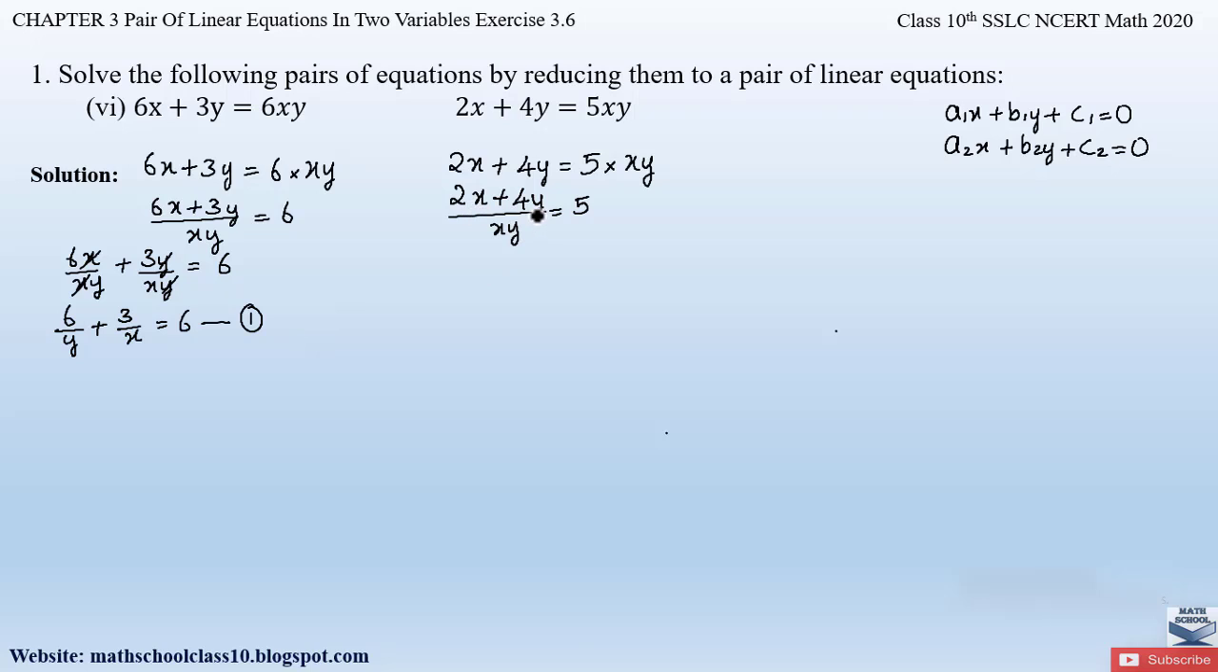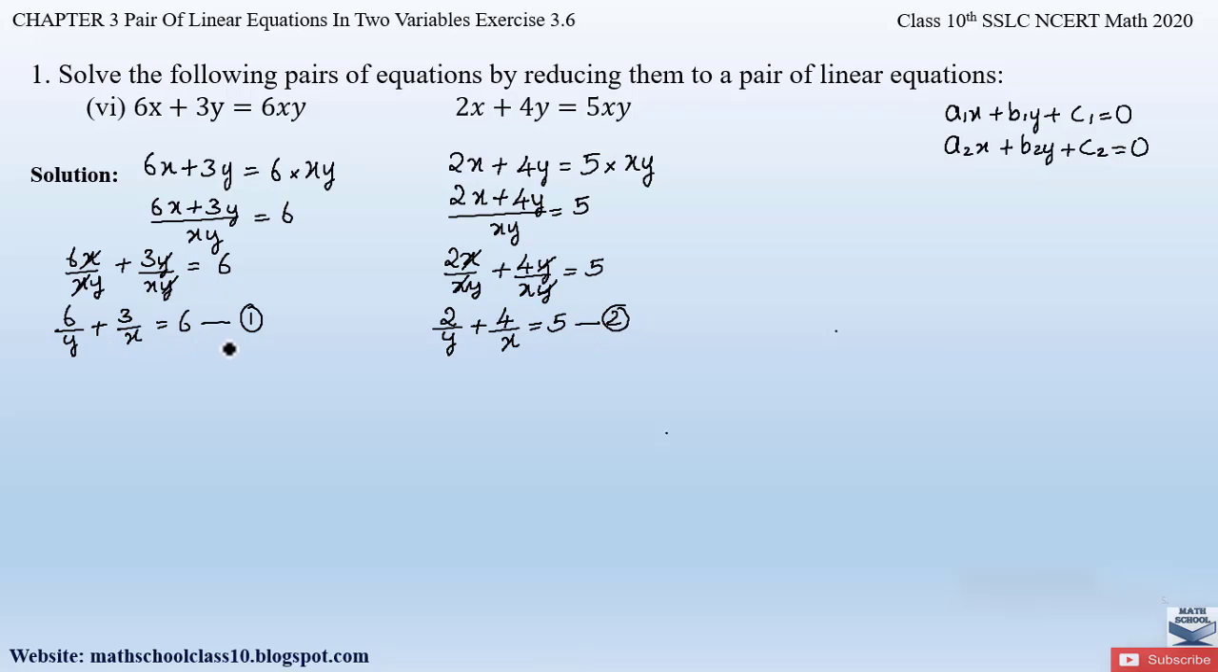Similarly here we can again separate the denominators for both the terms. So this will become 2x divided by xy plus 4y divided by xy equal to 5. Here again x and x will get cancelled in the numerator and denominator. Similarly y and y term will get cancelled. So we will be left with 2 by y plus 4 by x equal to 5. So let this be equation number 2.